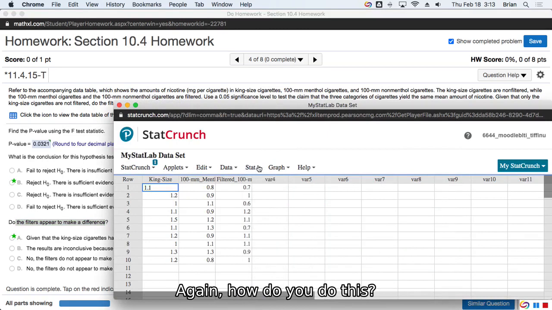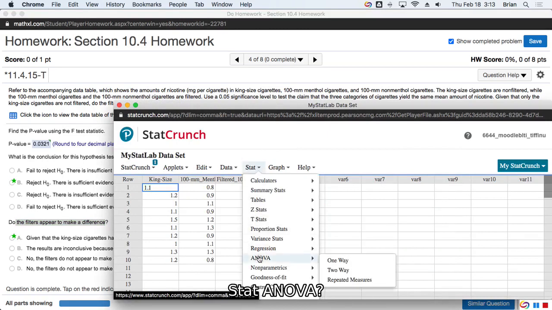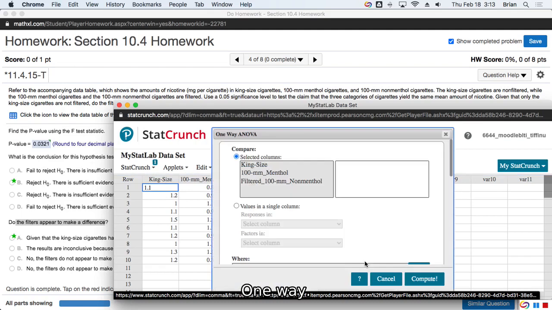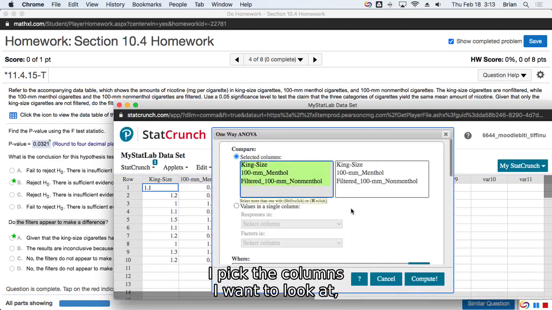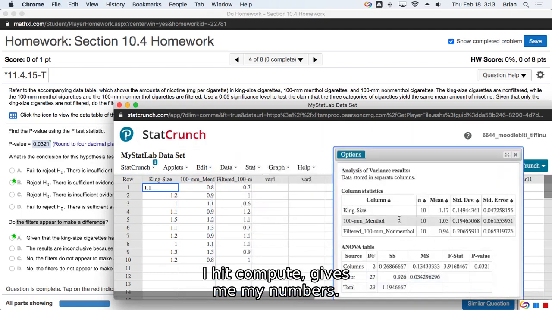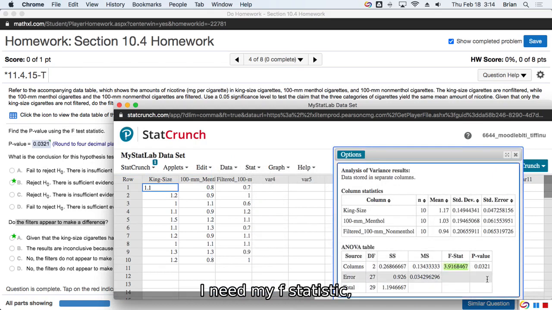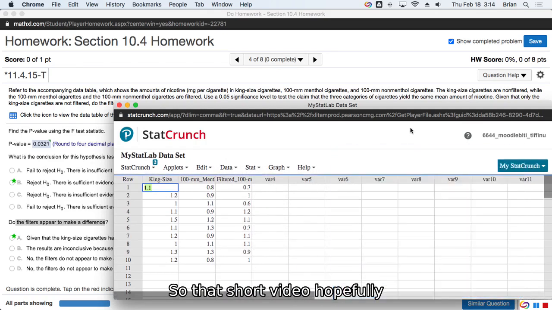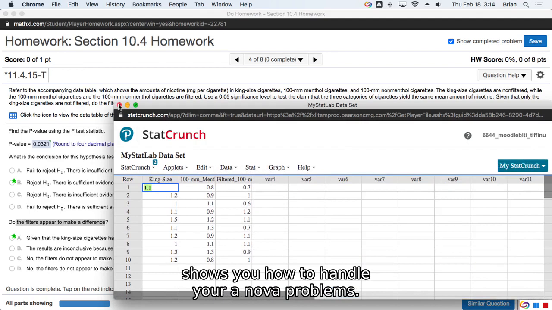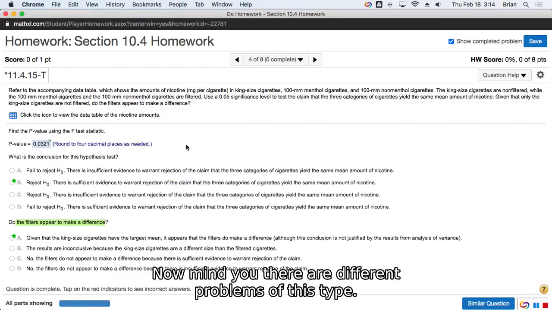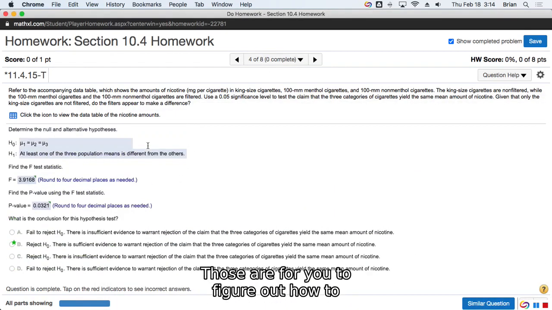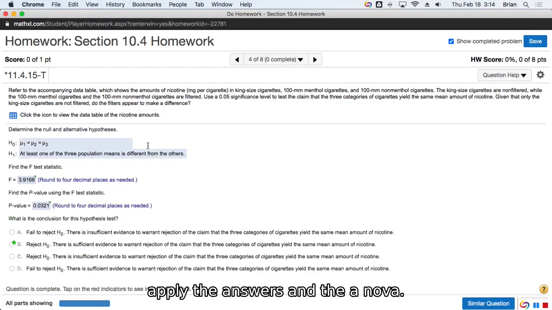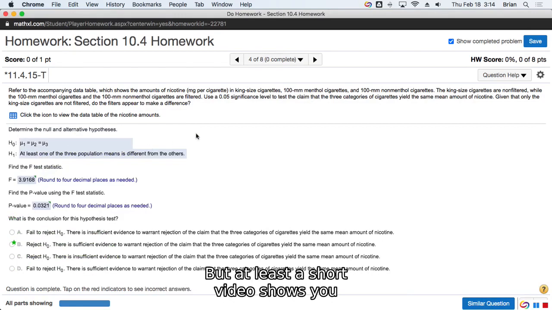Again, how do you do this? Stat, ANOVA, one way. I pick the columns I want to look at. I hit compute, gives me my numbers. I need my F statistic. I need my p-value, and those are the numbers that I'm going to be dealing with. So that short video hopefully shows you how to handle your ANOVA problems. Now, mind you, there are different problems of this type. Those are for you to figure out how to apply the answers in the ANOVA, but at least this short video shows you how to get to that in StatCrunch and how to run the test.